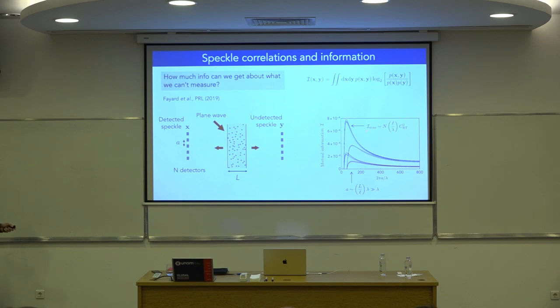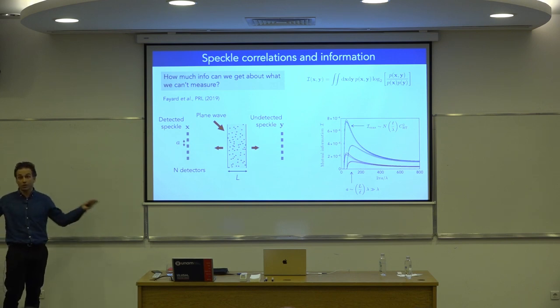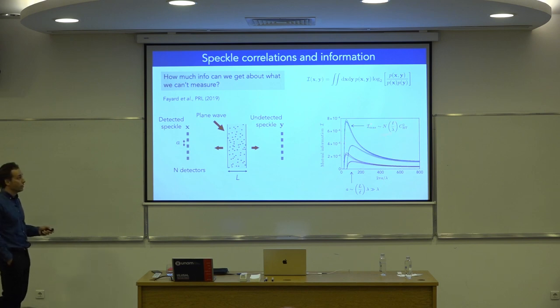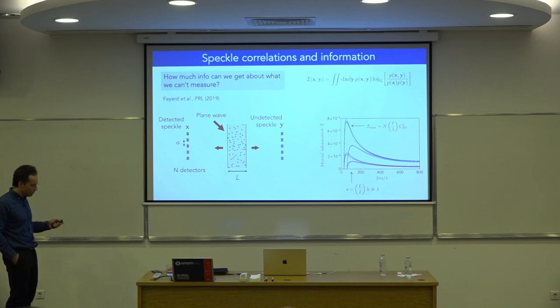We also found that it scales with the square of the correlation function I was mentioning before. So if you have no correlation between reflection and transmission, you have no information. It also makes sense. And you also have an enhancement factor, which is a ratio between the mean free path and the wavelength. You see again here that the mean free path plays a key role. So we were able to find this scaling, and also you can change the distance between your detectors.